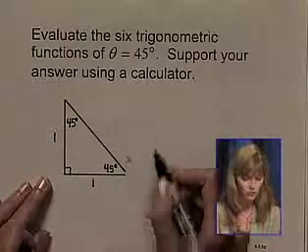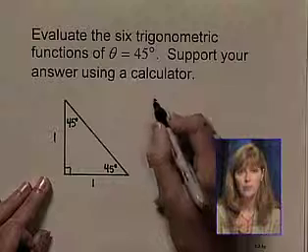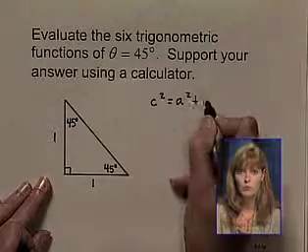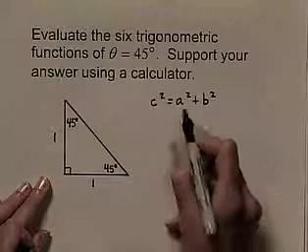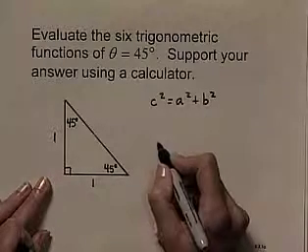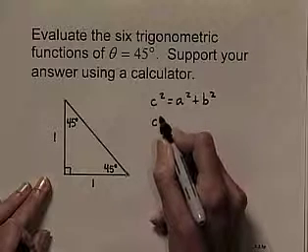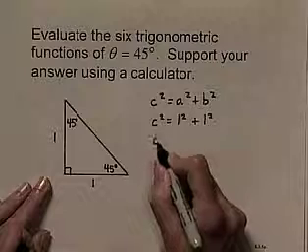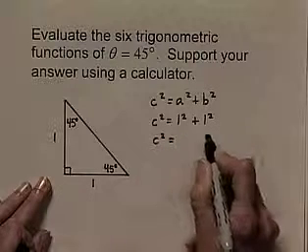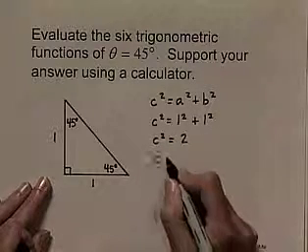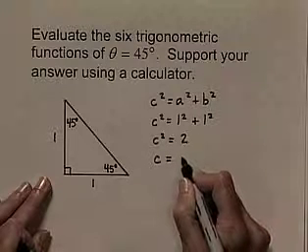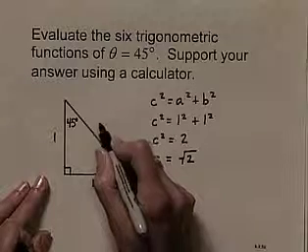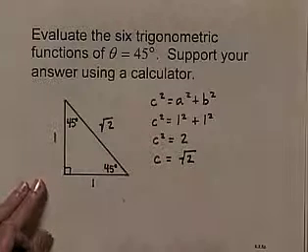To do that, we can again use the Pythagorean theorem. We're going to have c squared equals a squared plus b squared. In this case, we're given the values of a and b, and we're trying to solve for c. So we'll have c squared equals 1 squared plus 1 squared. C squared is going to equal 1 plus 1, which is 2. Taking square roots of both sides of the equation, and taking only the positive value for c, we come up with the square root of 2, which is now the length of the hypotenuse.